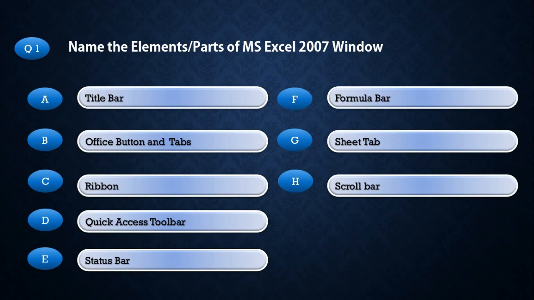appear in all the applications in MS Office. Whereas the elements that are new in Excel window are formula bar, which also has a name box, as well as the sheet tab, which is used to move from one sheet to another sheet.